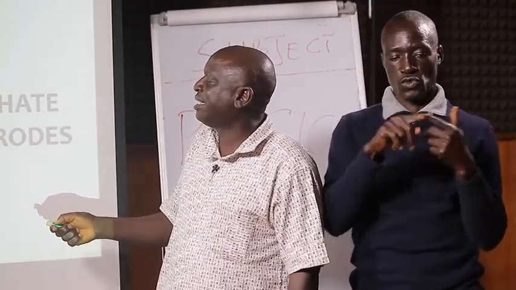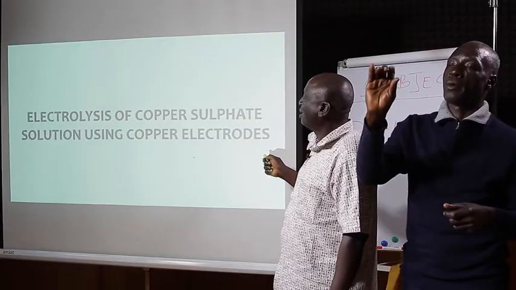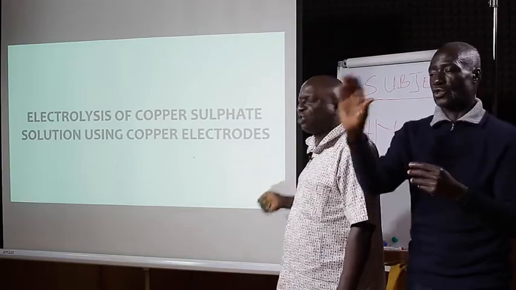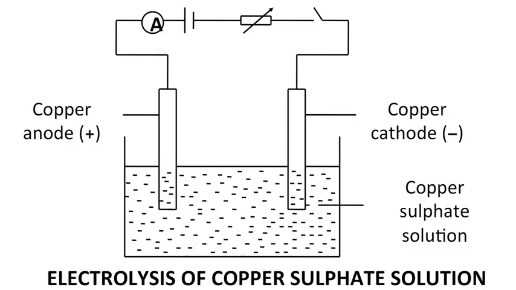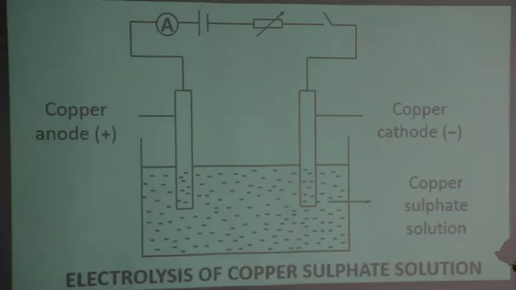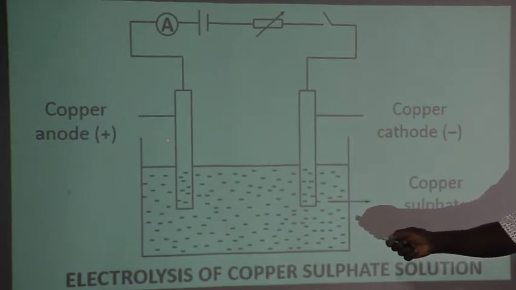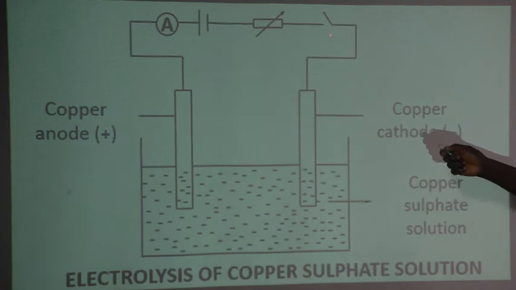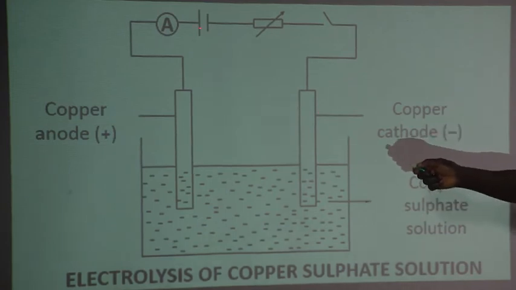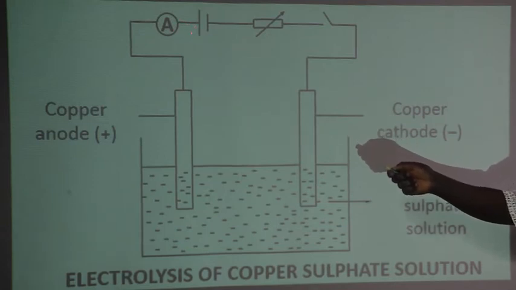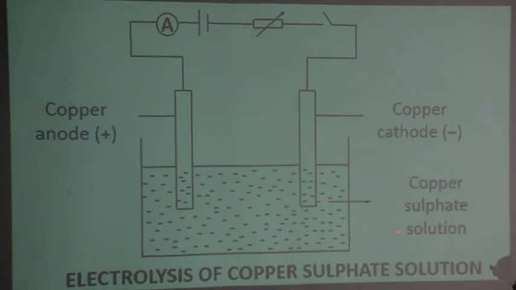Now we look at electrolysis of copper sulfate solution using copper electrodes. So we have the diagram, we have our voltameter, we have our electrolyte, which is copper sulfate solution. We have our two electrodes, the copper cathode, which forms the negative pole, and the copper anode, which is our positive pole. They are connected with a key and to a battery. Here we have an ammeter to read the amount of current passing through.